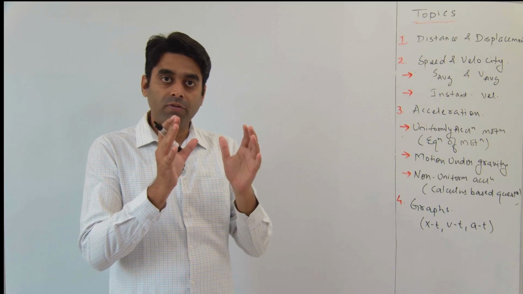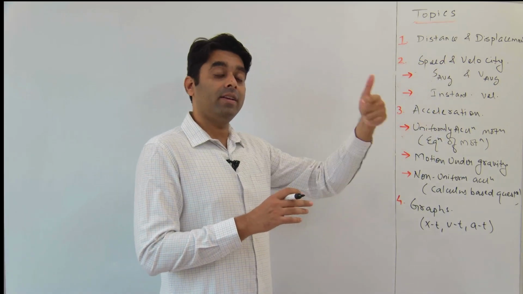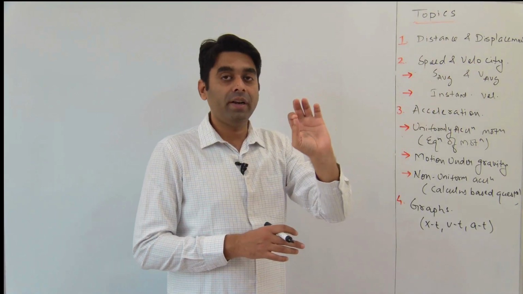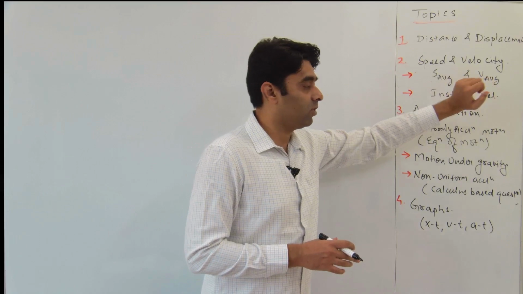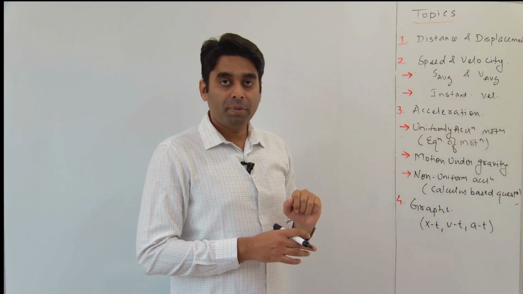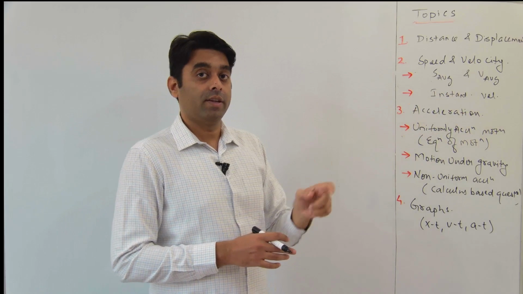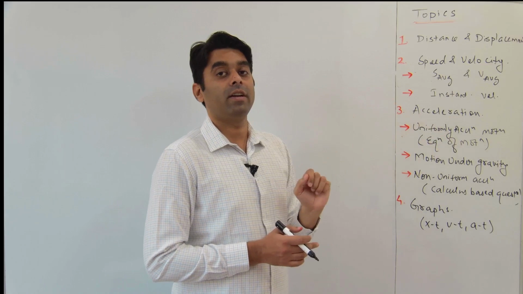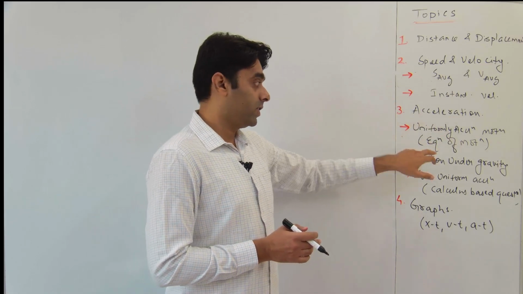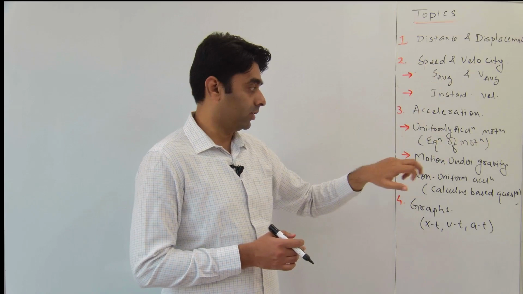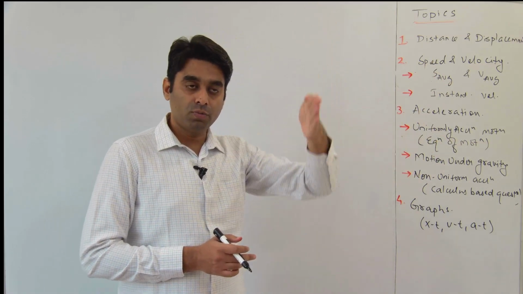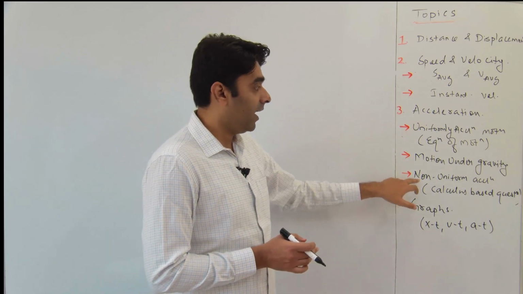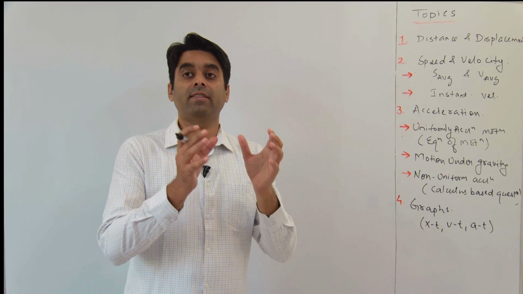First of all, we will look at all these quantities and then go into the detailing of it. In speed and velocity, we will discuss average speed, average velocity, instantaneous speed and velocity. Then acceleration. In acceleration, we will discuss uniformly accelerated motion, when acceleration is constant, which is all about the equations of motion. Then we have motion under gravity, that is 1D motion in vertical. Then we have non-uniform acceleration, that is when acceleration is varying.